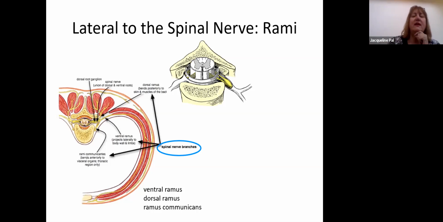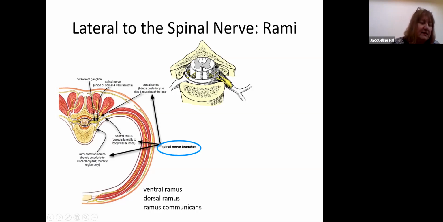And then in the thoracic area, there's a third branch. In the first cartoon drawing, it was only showing the dorsal ramus and the ventral ramus. But on this big picture to the left, this is in the thoracic area, and it's showing the third branch. The third branch is called the ramus communicans.